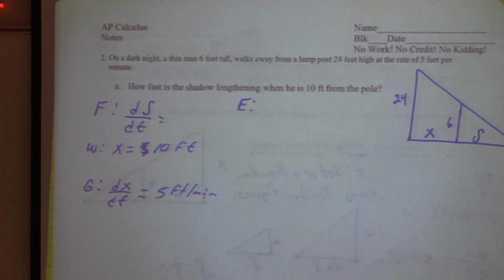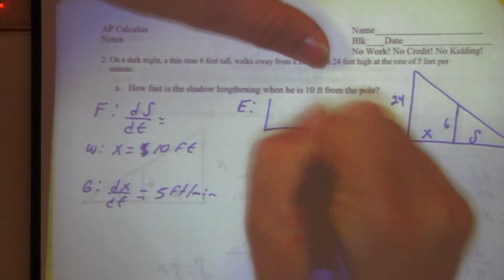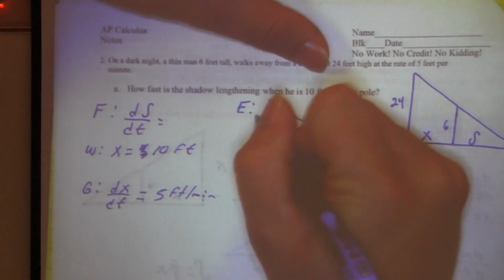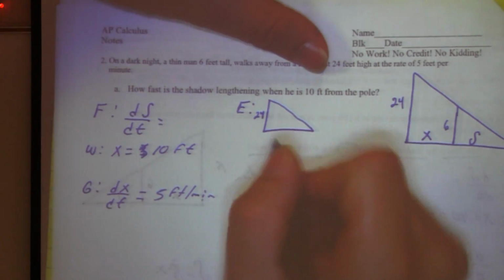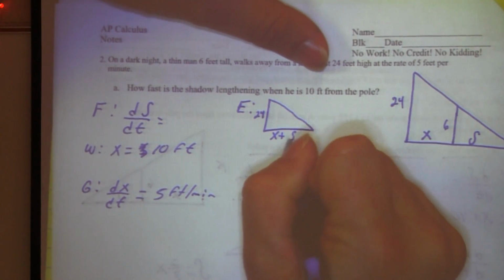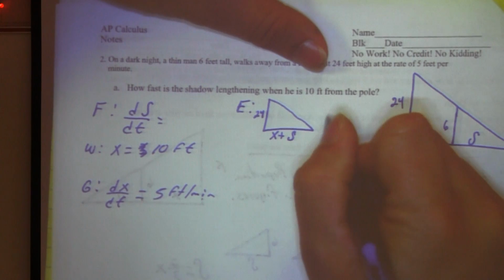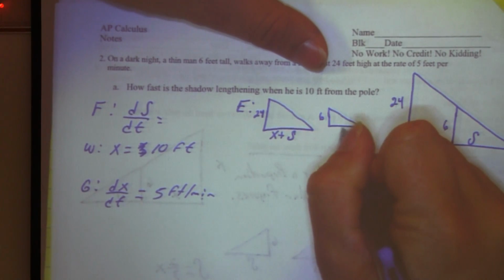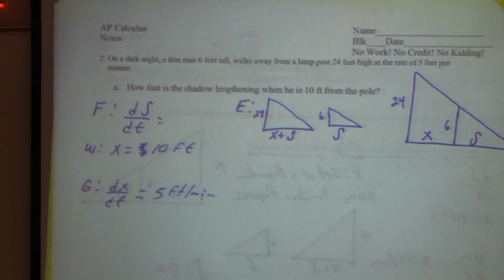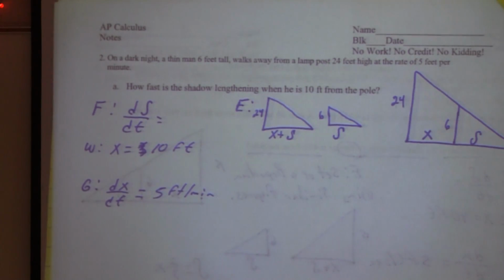Okay, so how can we set up the equation for this one? Because we don't know which one to use, we have to set one up. Do you see the proportions already? Alright, so draw your two triangles, just to help you, so you don't mess up. This one's 24, and how much would the bottom be for the big triangle? x plus s. And the little one will measure what? 6 and s.